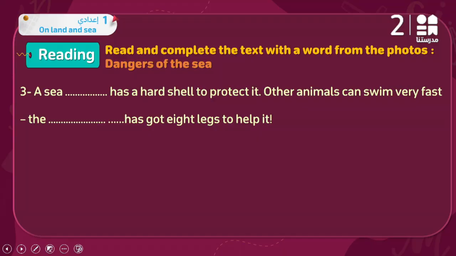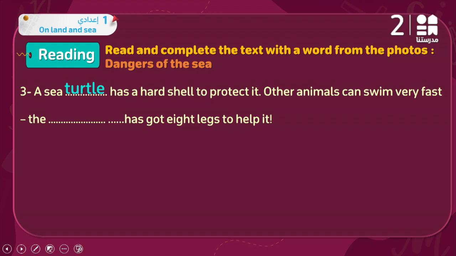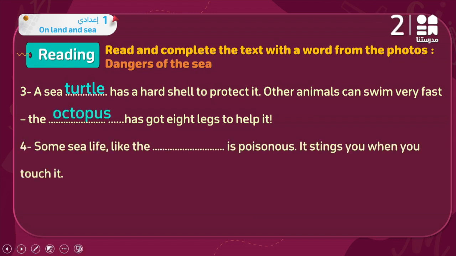Let's complete. A sea turtle has a hard shell to protect it. Other animals can swim very fast. Hey, what is this? A sea turtle has a hard shell to protect it. Of course, it's the turtle. Other animals can swim very fast. The octopus has got 8 legs to help. إحنا قلنا which water animal or which water creature, aquatic creature has 8 tentacles? Of course, it is the octopus. Number 4.